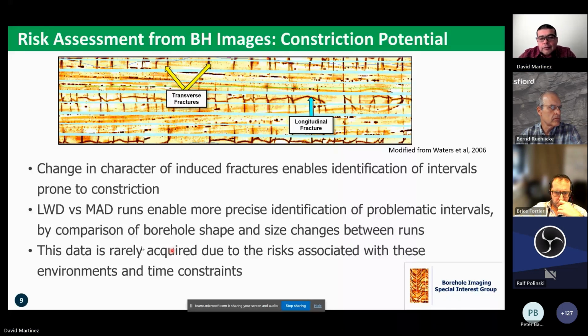But realistically, it's hard to have this kind of data in those problematic wells, because I mean, if you already know that you're having a lot of issues, you're not gonna go and try to acquire this information. It's too high the risk and too much the expense.